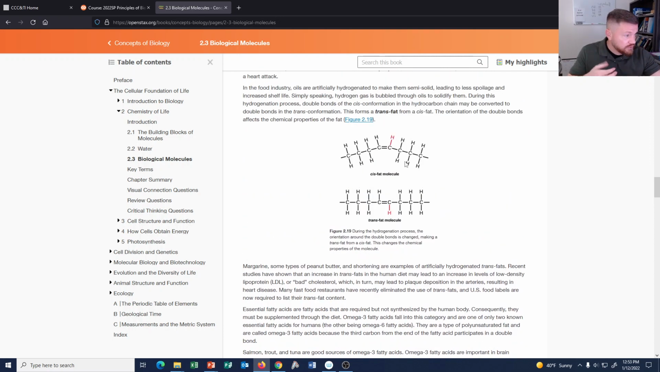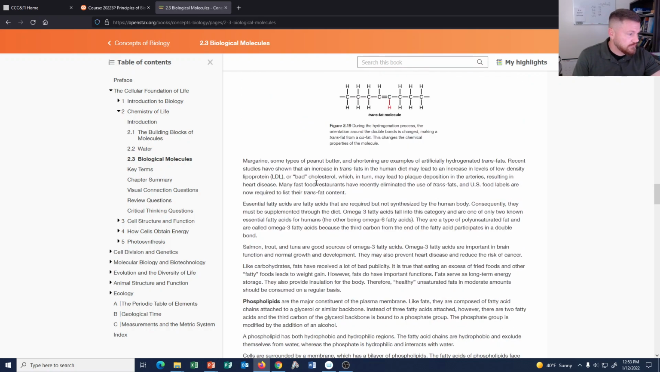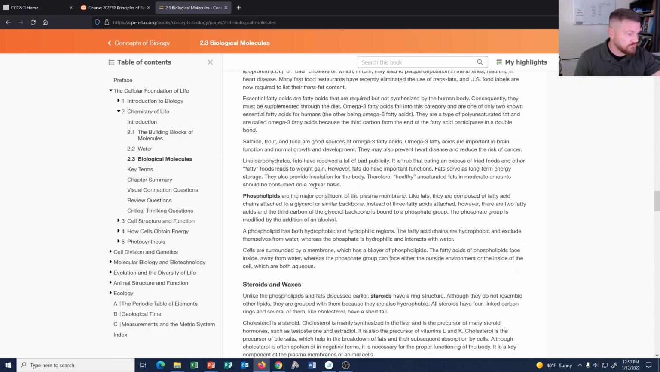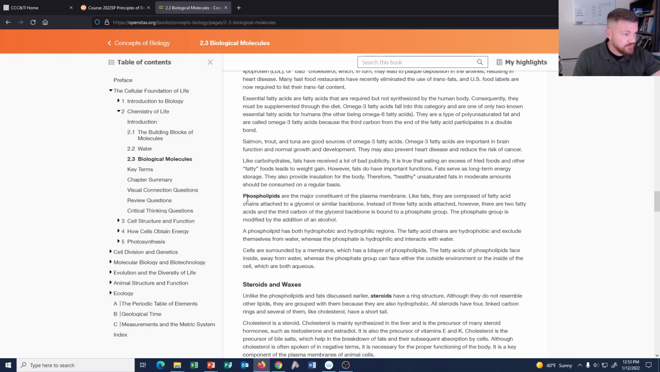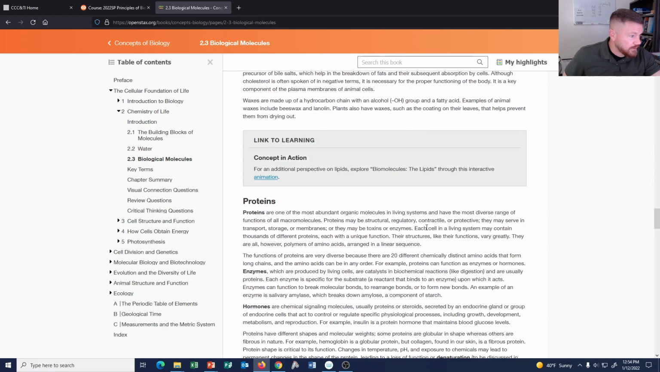Right? And here it's showing you the difference between those two. I don't care that you know the difference between cis and trans fats. That's an organic chemistry thing. I want you to know saturated and unsaturated. Phospholipids are important. So phospholipids aren't triglycerides, they're diglycerides. They only have two fatty acid chains with them.